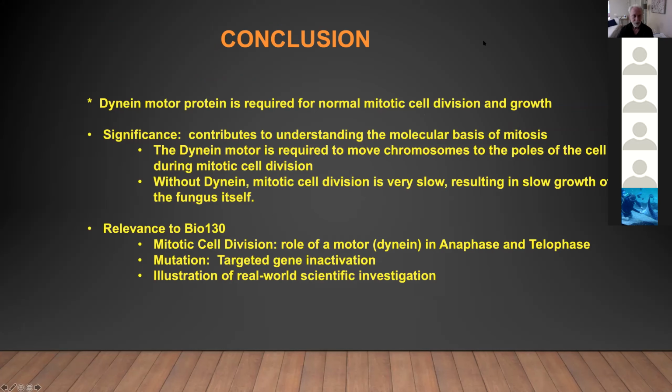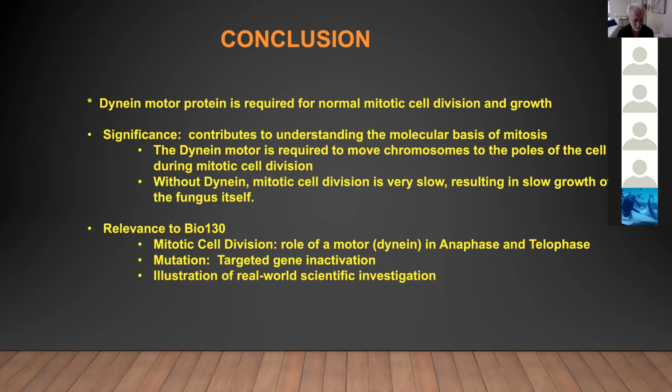So this was Satoshi's project, and what can we conclude from his results? Well, first of all, the Dynein motor protein is required for normal mitotic cell division and for growth. You can see just from looking at the colonies that growth is very highly impacted. Now, what's the significance of that? Well, it contributes to our understanding of the molecular basis of mitosis. And now we know that this Dynein motor is required to move chromosomes to the poles of the cell during mitosis. Without Dynein, cell division is very slow, and as a result, growth of the fungus is very slow.